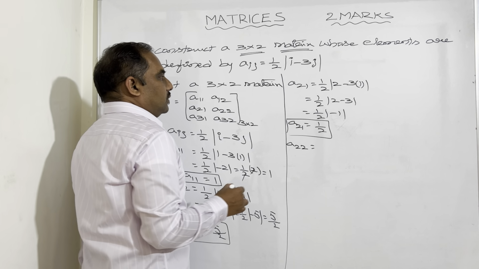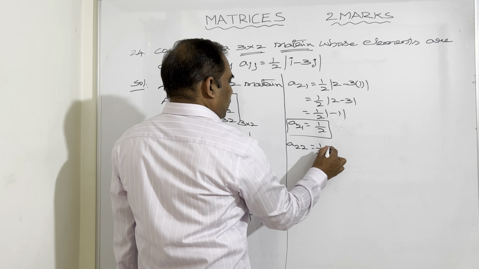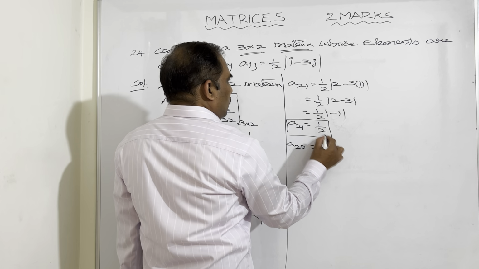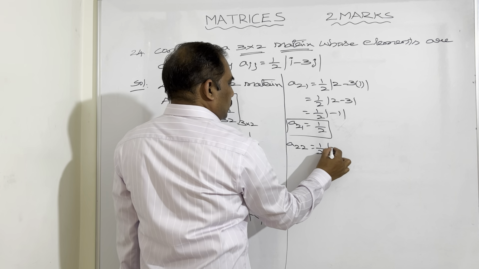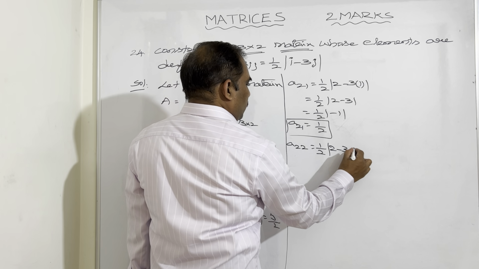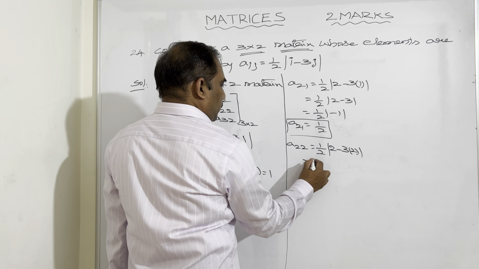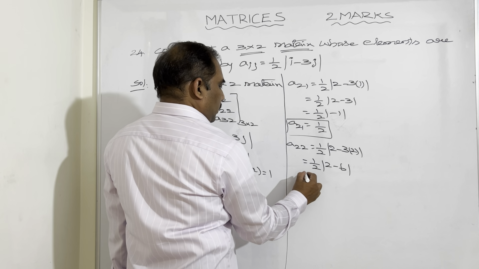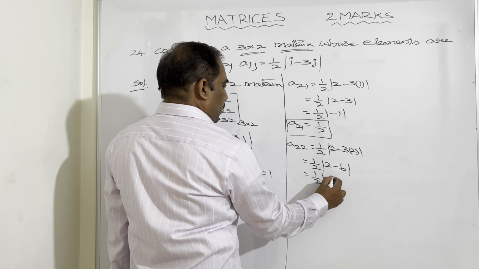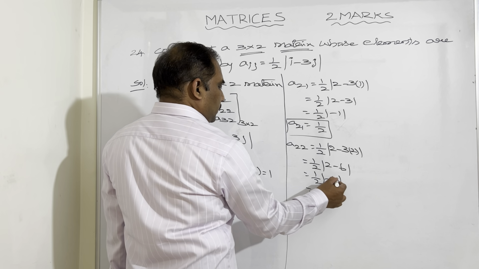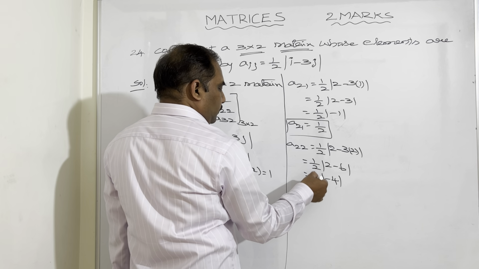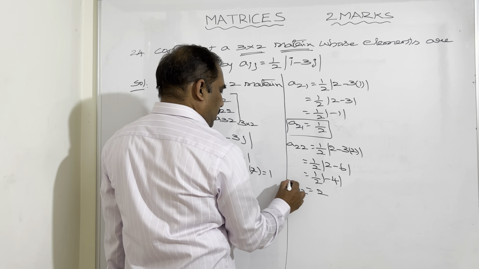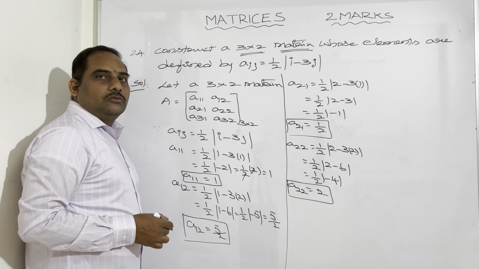So now second row, second column element A22, which is equal to, same condition, taking i is equal to 2, j is equal to also 2. In this substituting, we get 2 minus 3 into 2, which is equal to 1 by 2 into 2 minus 6, which is equal to 1 by 2 into modulus of minus 4, which is equal to plus 4 only. 4 by 2, that is 2. So A22 element is equal to 2.